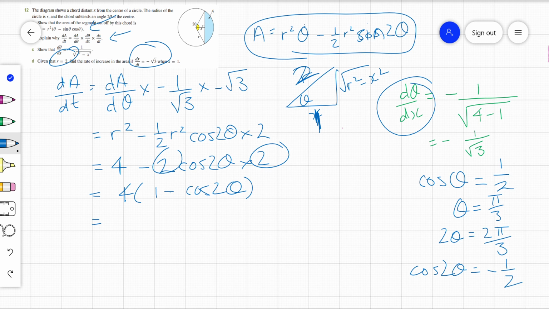So if I put negative half in there, I've got 4 lots of 1 minus a negative half, which is 1 plus a half, which is 3 on 2. So 4 lots of 3 on 2 is 6. So dA to theta, so the area will change with respect to theta, equals 6. That's the rate of increase in the area, is 6.